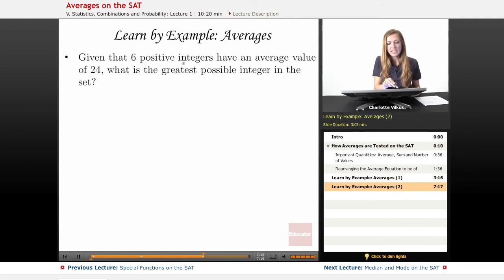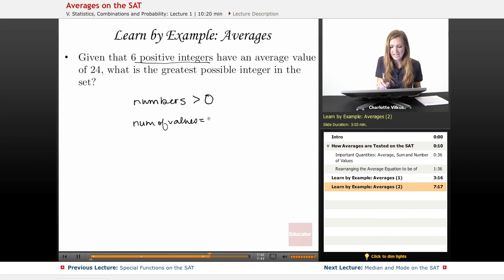Here's another example. Given 6 positive integers, so that means that I have 6 numbers that are all greater than 0, and they have an average value of 24. So the other thing that I know, I have 6 positive integers, so I have my number of values right there, which is 6, and I have an average value of 24, which means that I can also easily figure out what the sum of those values are.